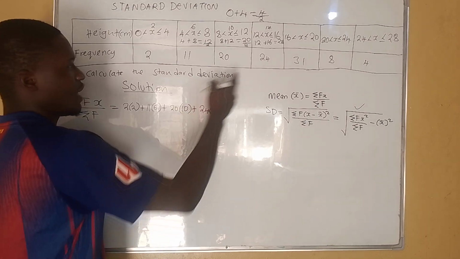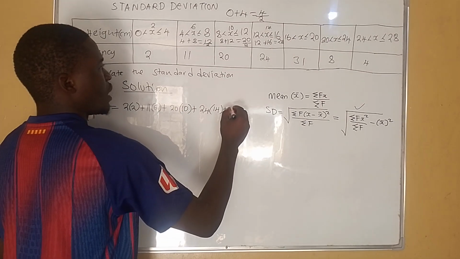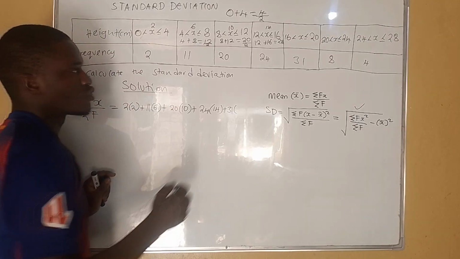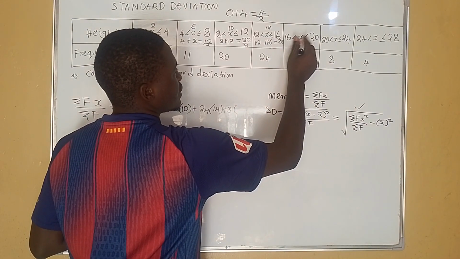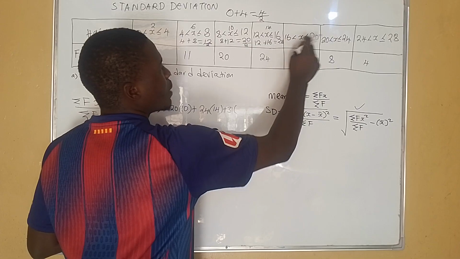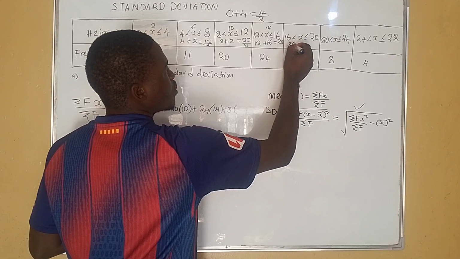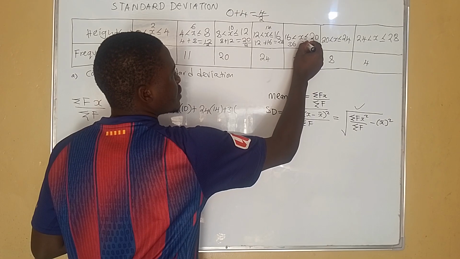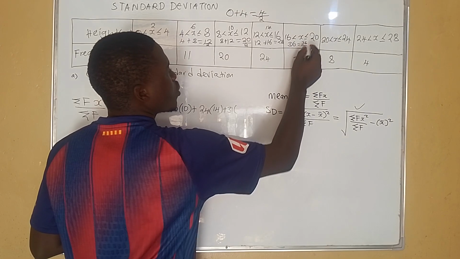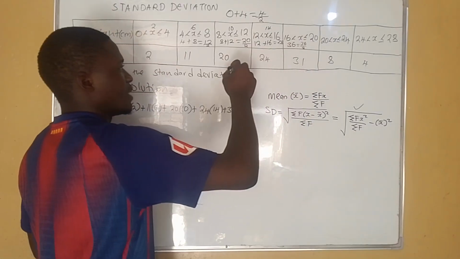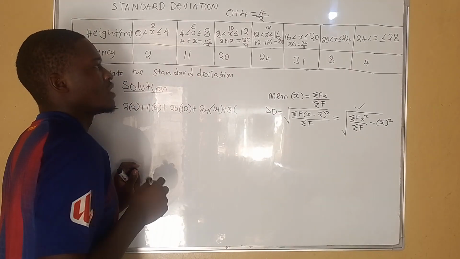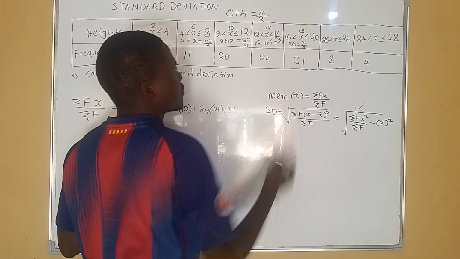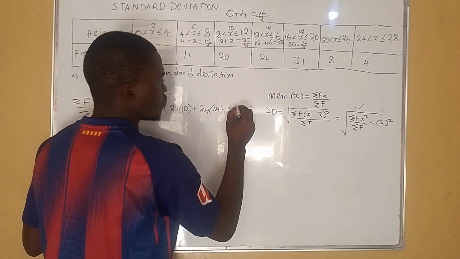Plus, what is f in this column? It is 31. What is 16 plus 20? 16 plus 20, we are going to have 36. And then 36 divided by 2, what do we get? What is our x there? I'm sure that is 18. Yes, that is 18. So we multiply by 18.